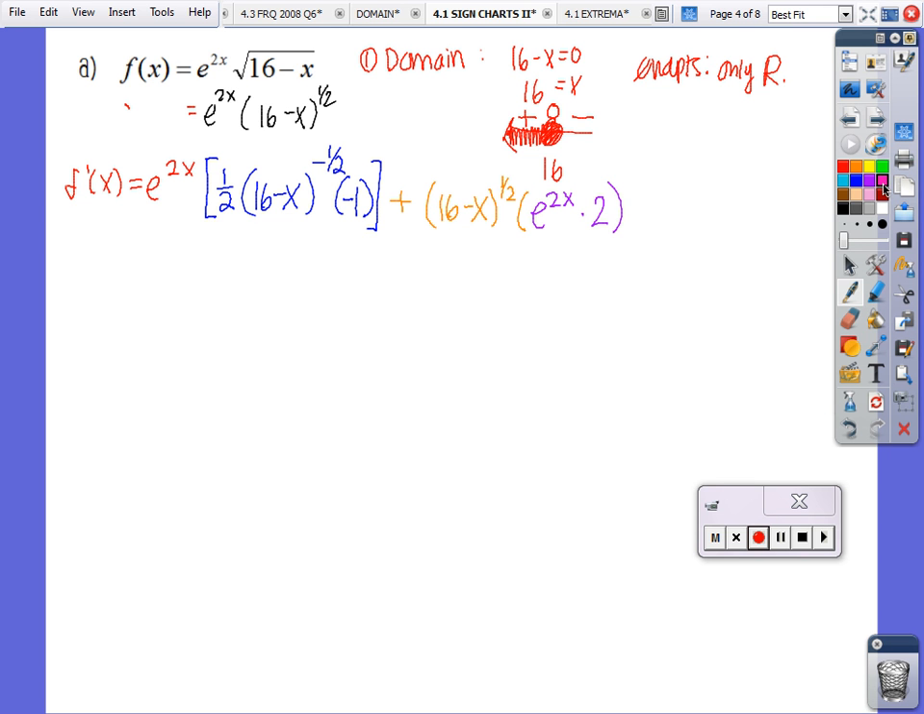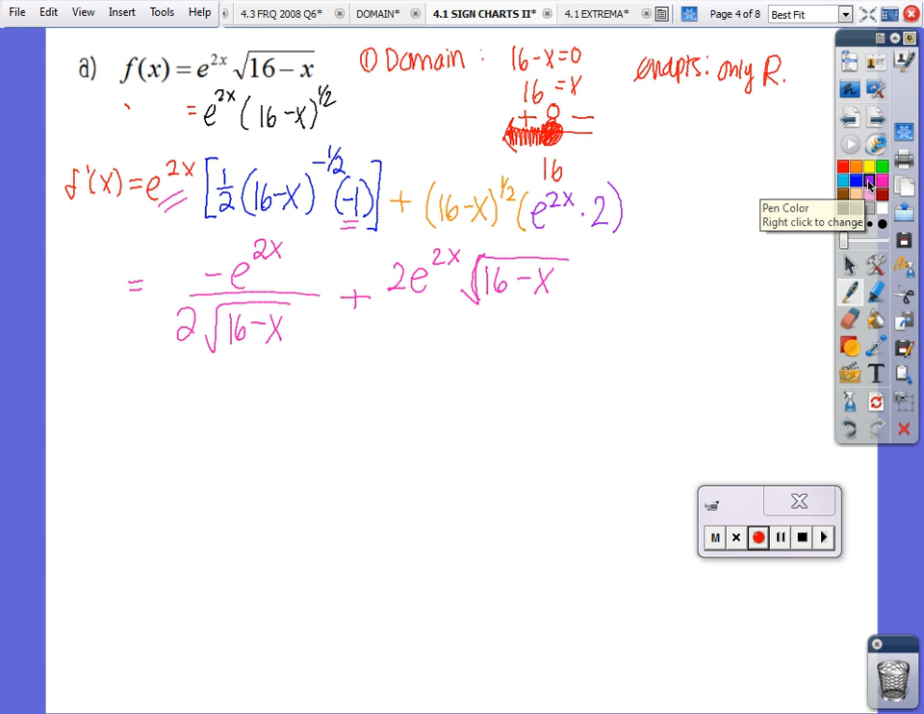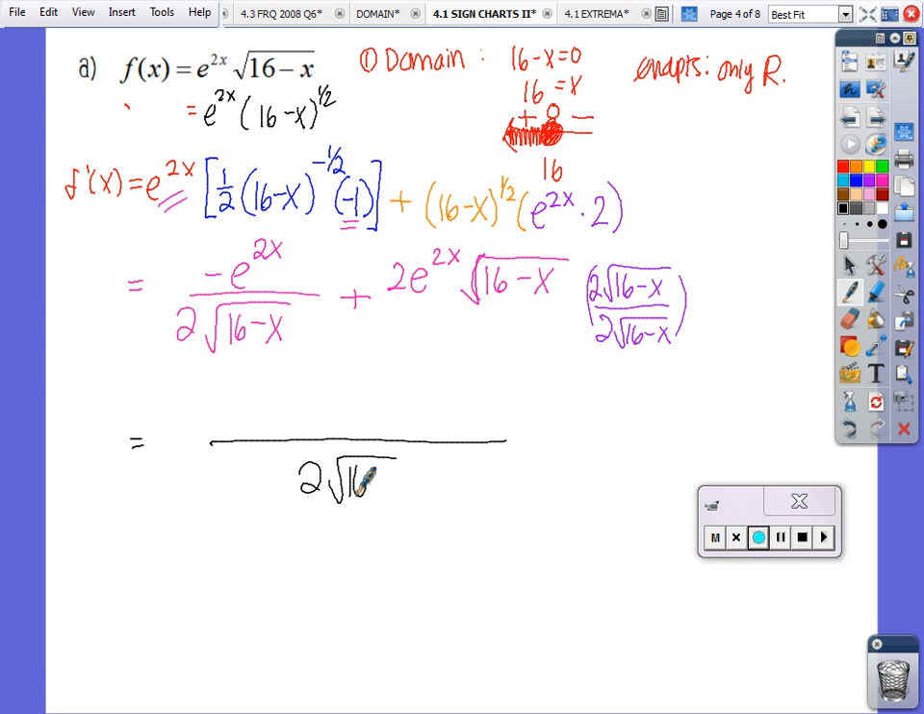I'm going to clean this up as much as possible. We get a negative e to the 2x, that's this part here. The 2 is on the bottom, the square root of 16 minus x is in the denominator. The second term looks like everything is in the numerator. Now I'm going to get my common denominator by multiplying by 2 root 16 minus x.